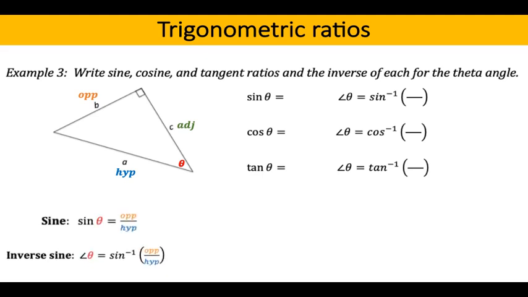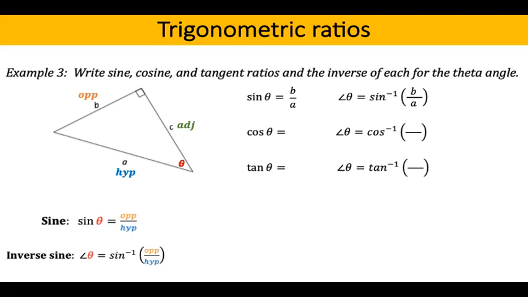So for sine, the ratio is opposite over hypotenuse, Some Old Hippie. So sine of theta is going to be B over A, the opposite side over the hypotenuse. So to do inverse, angle theta is going to equal the inverse sine of that same ratio, B over A.